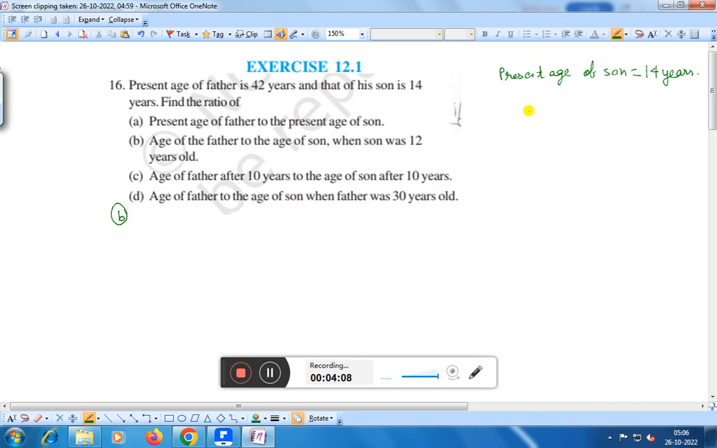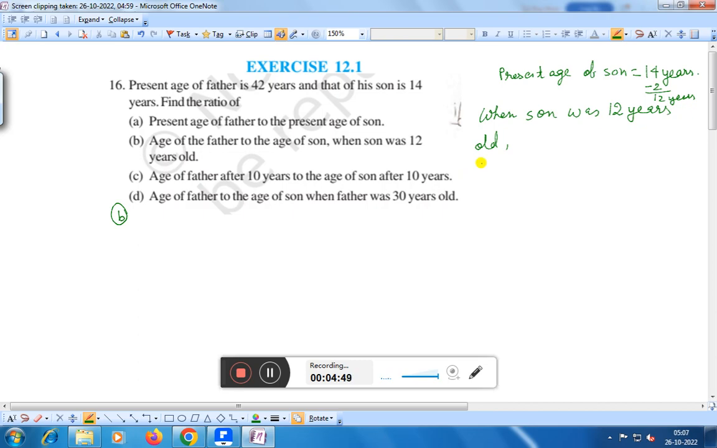That means when son was 12 years old. When will the son be 12 years old? Before 2 years, right? Before 2 years, 14 minus 2 is 12 years. That means before 2 years, the son was 12 years old.